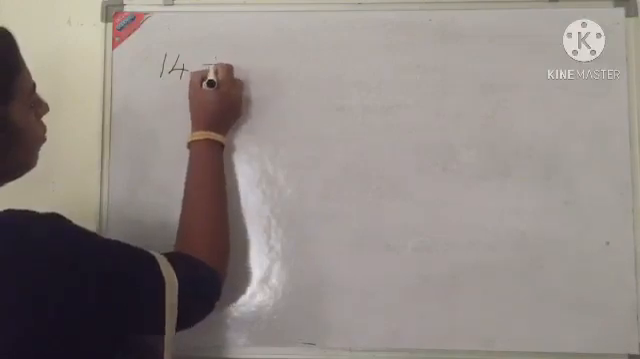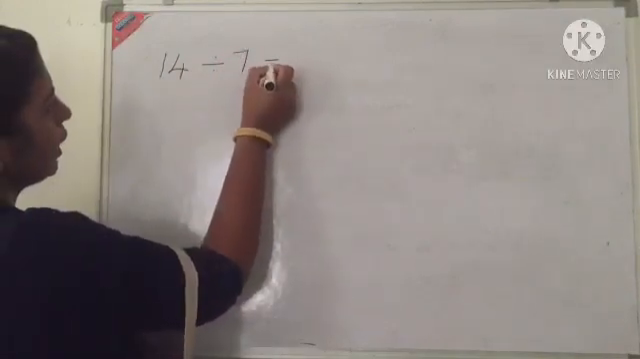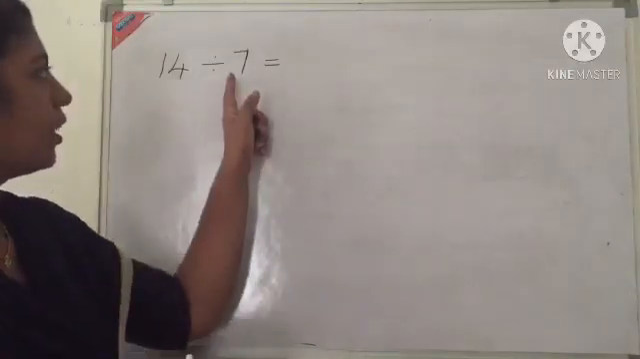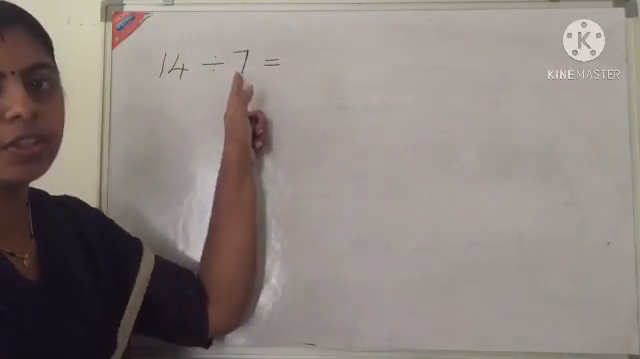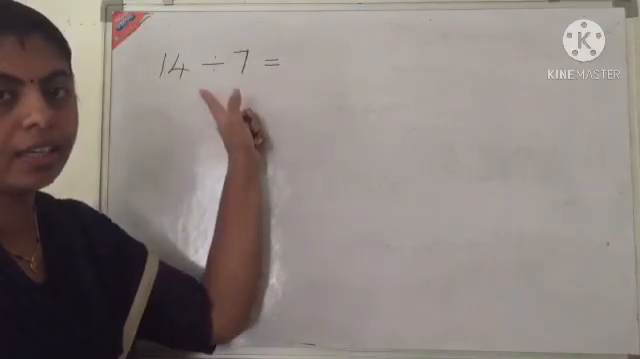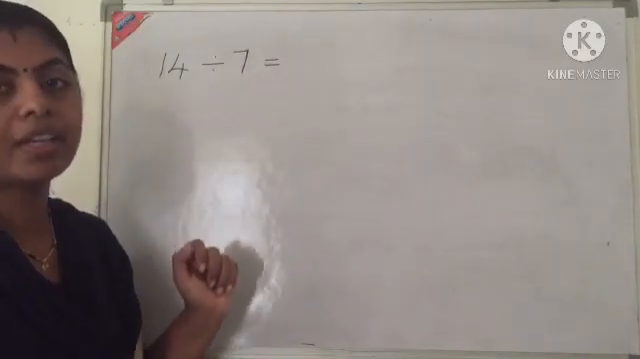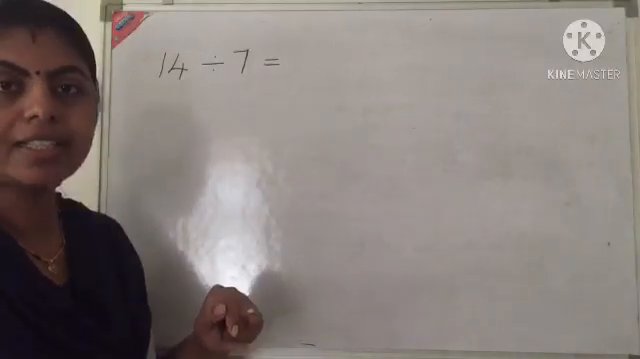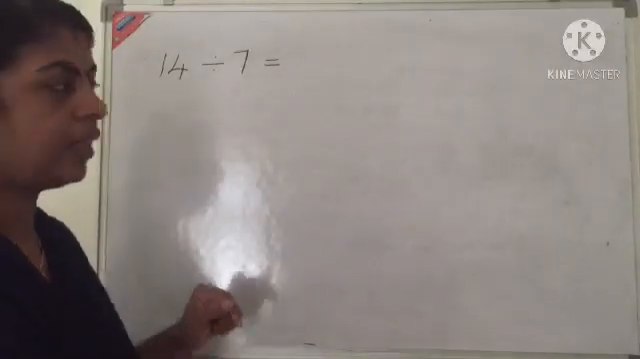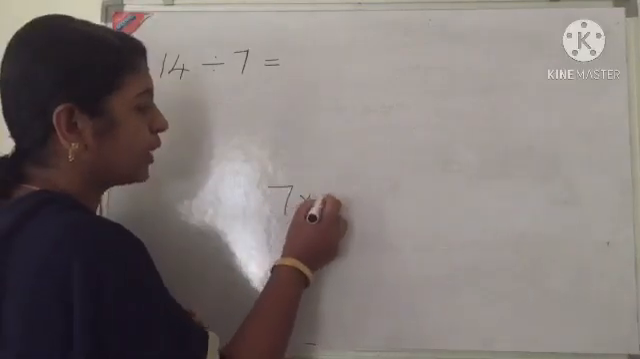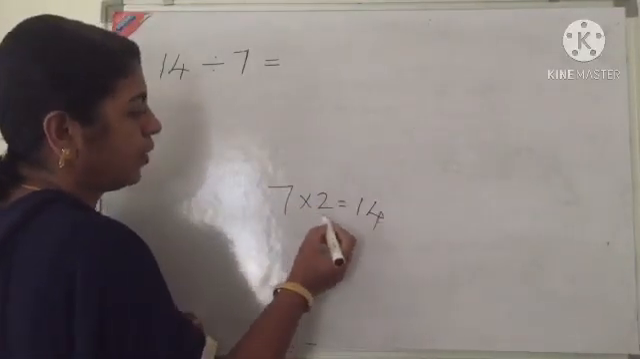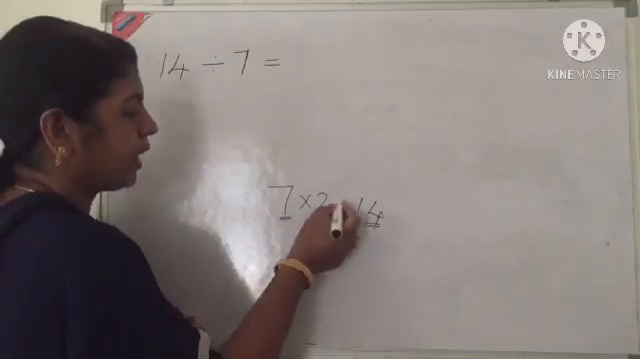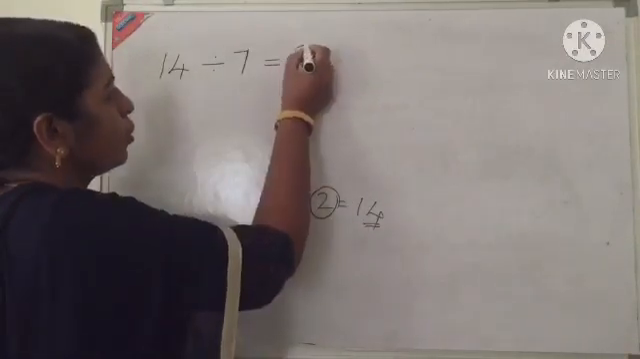14 divided by 7, how much is it? The divisor is 7. Then 7 into which number gives 14 in the multiplication table? 7 ones are 7, 7 twos are 14. So 14 divided by 7 equals 2.